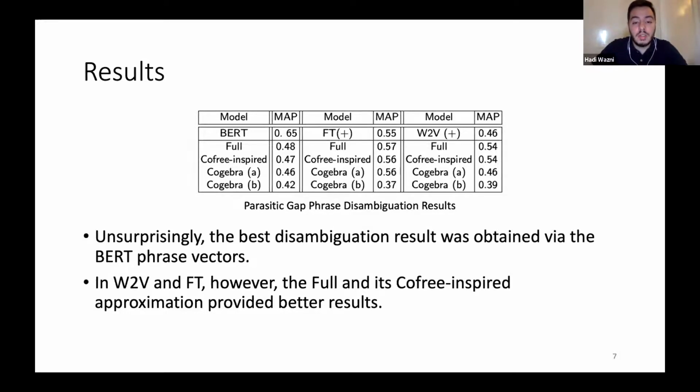However, as you can see, the full and the co-free inspired approximations provided better results in the case of fastText and word2vec. In the fastText co-free inspired, we got 0.56, and the full model 0.57, both better than fastText, which is 0.55. As well, the full and the co-free inspired showed similar results, 0.54, better than word2vec, which is 0.46. In the 3 experiments, the Coalgebra A did better than the Coalgebra B. And we can say that the co-free inspired also in the 3 experiments followed the full model.